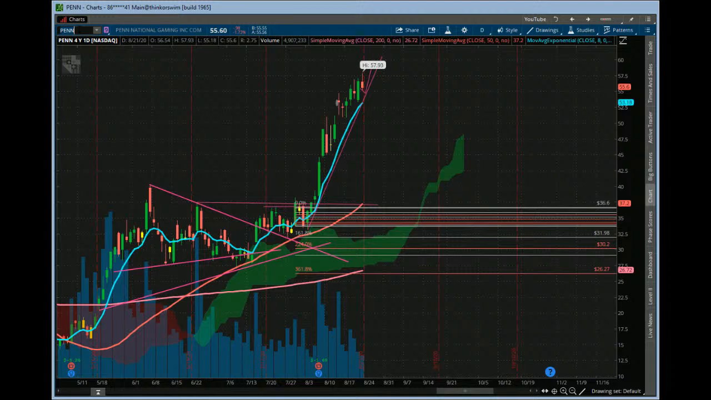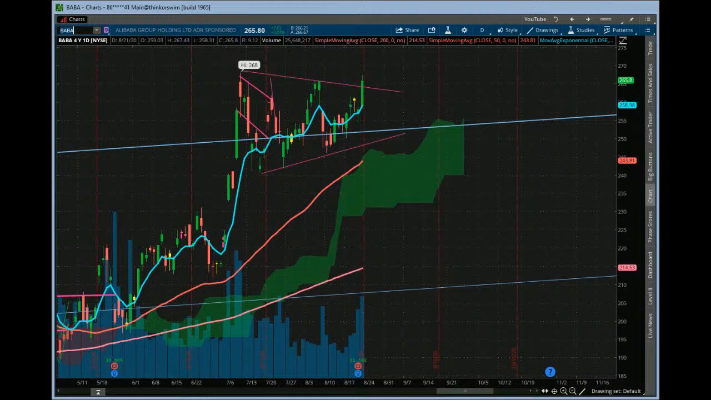Baba, due to make a move. Well, it already started to make a move, right? So we got out of the symmetrical triangle. Good volume here on Friday. Let's see if we can get above Friday's highs for another push here to all-time highs. So we'll see how that goes.